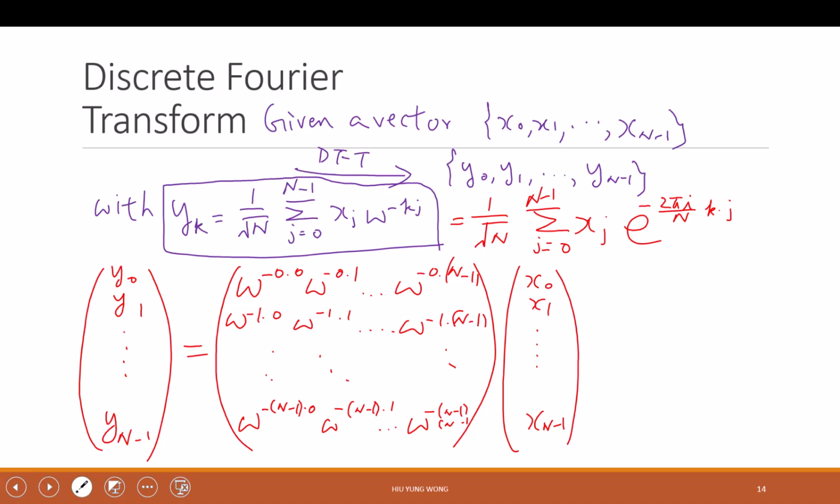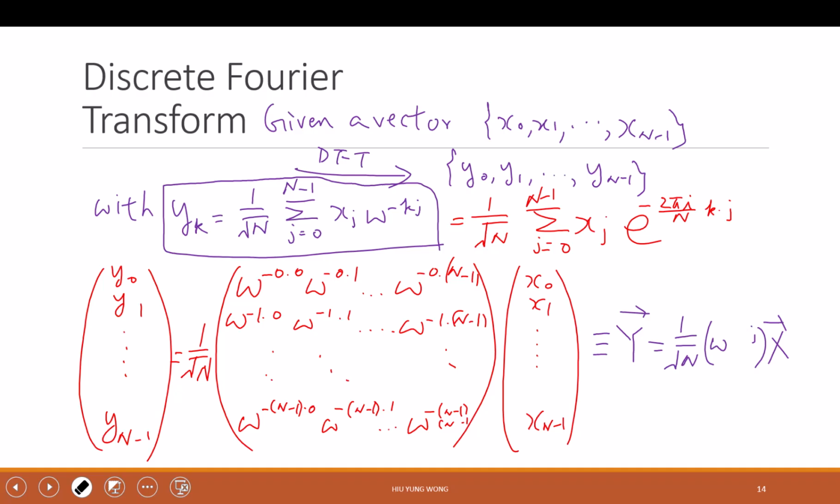I missed one thing. What do I miss? Thank you very much. 1 over square root n, right? And this represents that equation. Now, if this is like this, I can also write it in this form. I say I have a vector y that is equal to x times a matrix. And this matrix, I can call it omega, but I also can say it is omega negative kj.